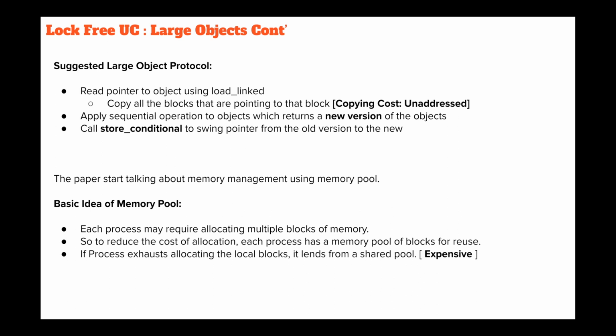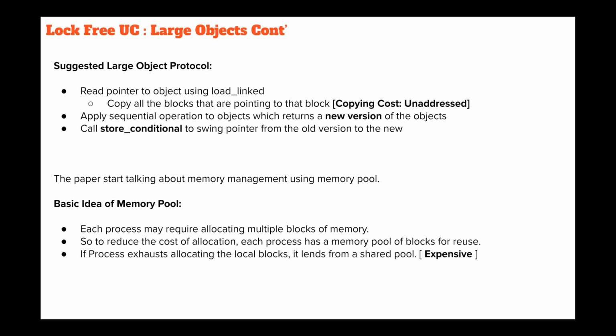Basically, we read the objects which are required for our operation using load linked. We copy the blocks into our local copy. The cost of copying is still unaddressed. We do the sequential operation, and once that is done, we get a new version of the objects. We call store conditional to swing the pointers from the old version to the new version.